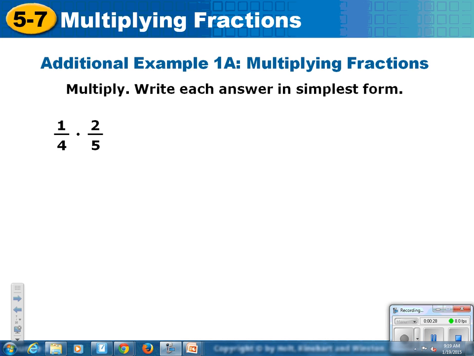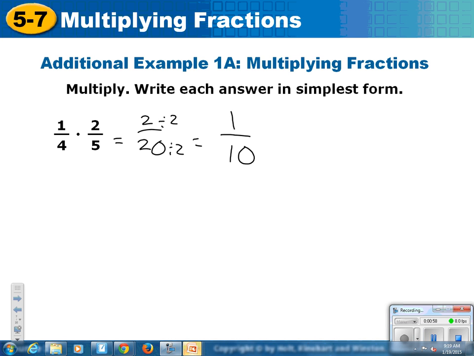All we got to do, 1 times 2 is 2. 4 times 5 is 20. And we got to reduce. We need to divide top and bottom by 2, and we end up with 1/10. It's pretty simple. It's very easy. I want to show you something else, though, because there can be a trick.